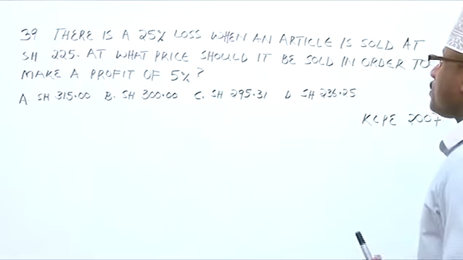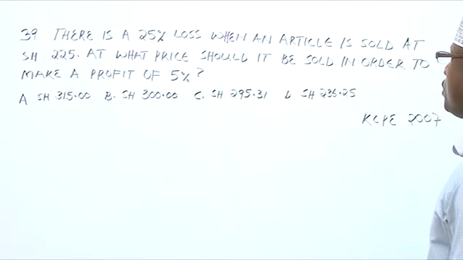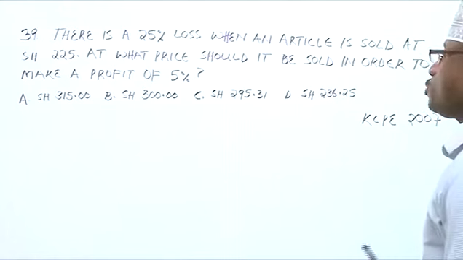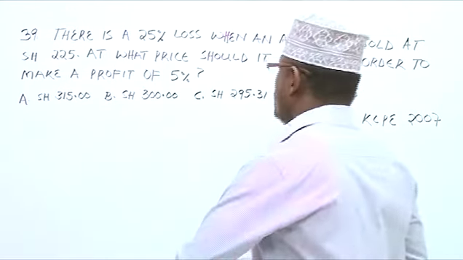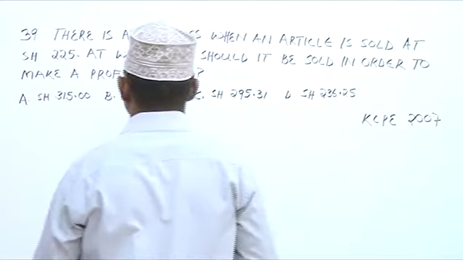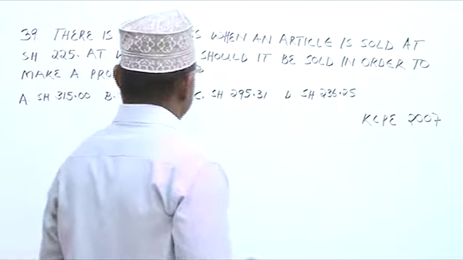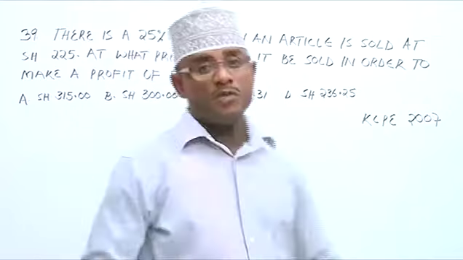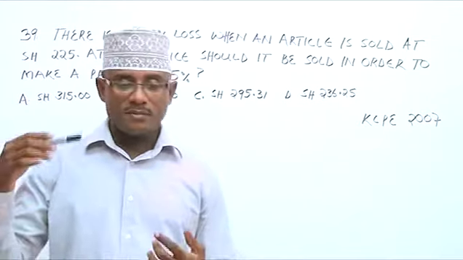There is a 25% loss when an article is sold at 225 shillings. At what price should it be sold in order to make a profit of 5%?